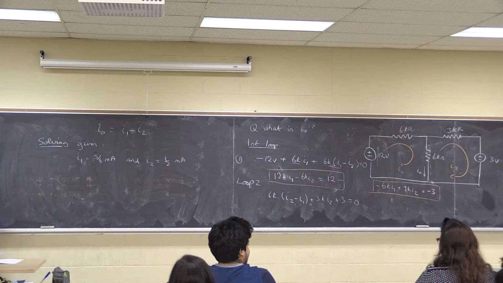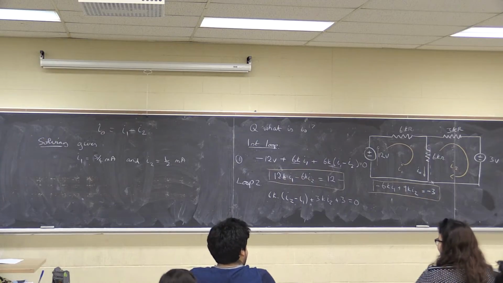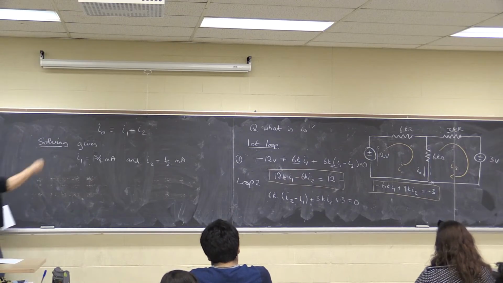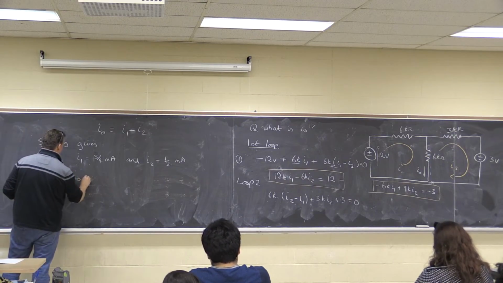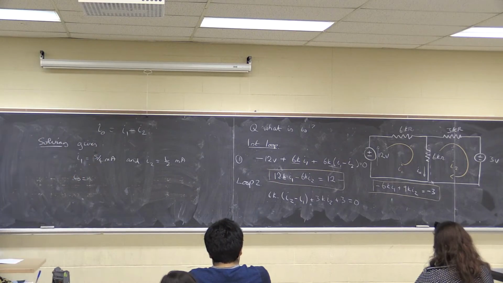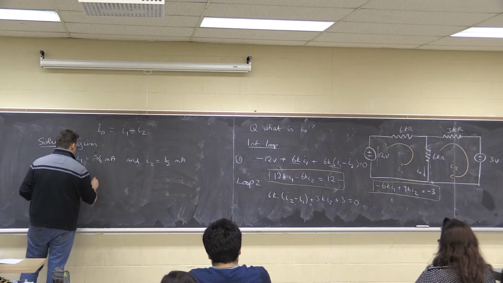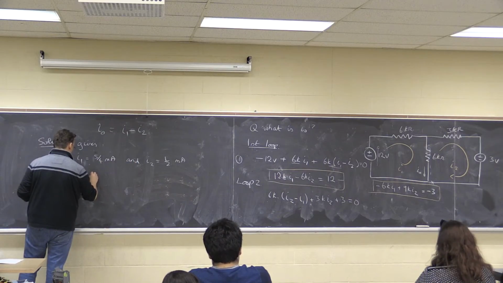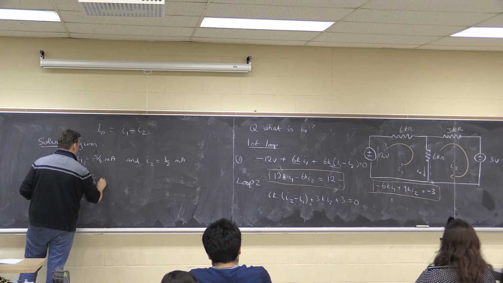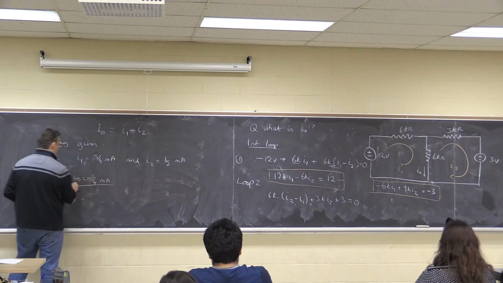I1 minus I2, clearly. Currents are going a different way in the loop. So we'd have figured that out when I get to this stage, because I naught is I1 minus I2. And if I subtract a half from 5/4, I get 3 over 4 milliamps.